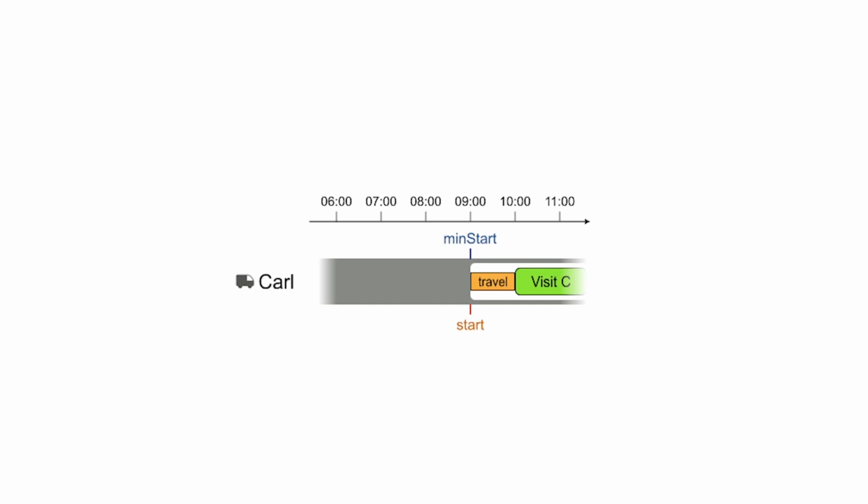What if Carl's working time only starts when he arrives at the first customer? In this case, his travel to the first visit should happen earlier. Set the minimum first visit arrival to 9 a.m. Carl now leaves home at 8 a.m. and arrives at his first customer at 9 a.m.